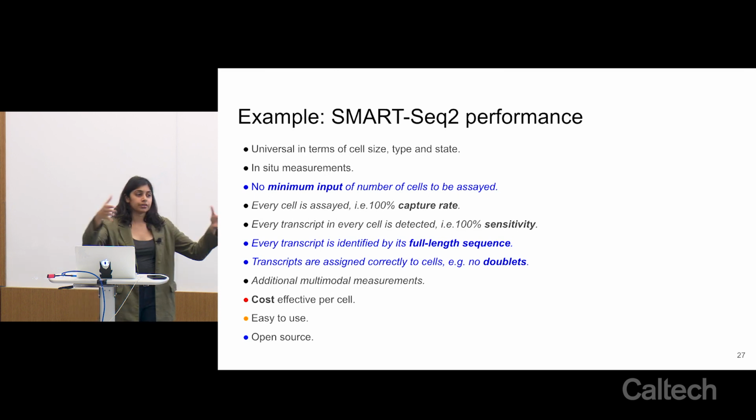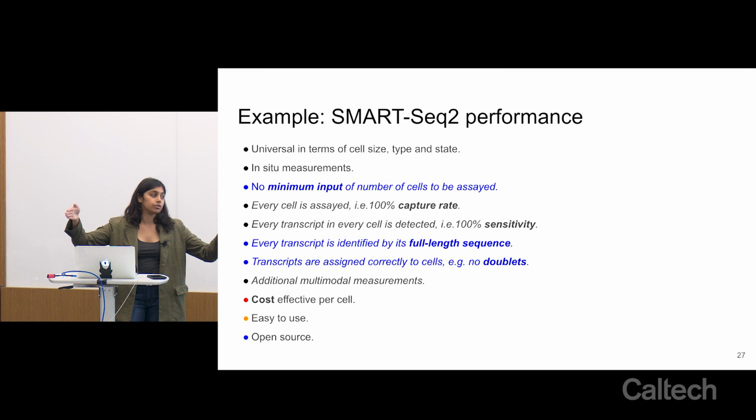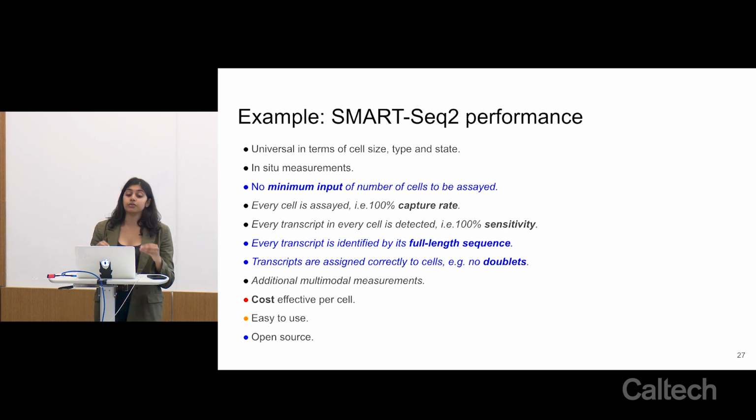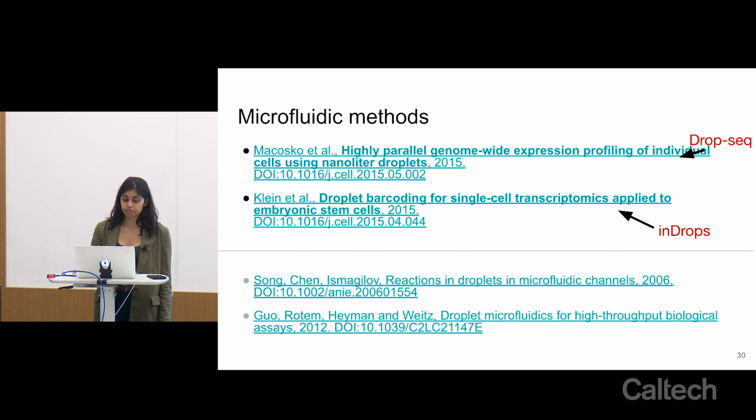Yes, but you do get the whole sequence of whatever this mRNA transcript was, because you're doing one cell per well, you just don't have this problem of doublets and things like that, unless you have very, very sticky cells that you can't dissociate, but that is another problem.